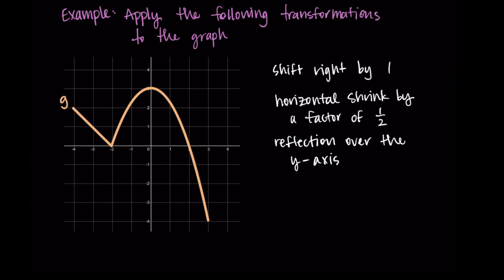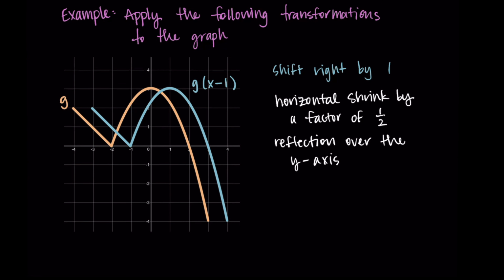So first, let's shift right by 1. This just means we take all of the inputs of our graph, all of the x values, and we're going to move them to the right by 1 by adding 1 to them. This is easier to see. We just take everything, move it to the right by 1. To write this out, we would write g of x minus 1. So remember, with the inputs, it's opposite of what you might think, so we actually do -1 to move it to the right by 1.